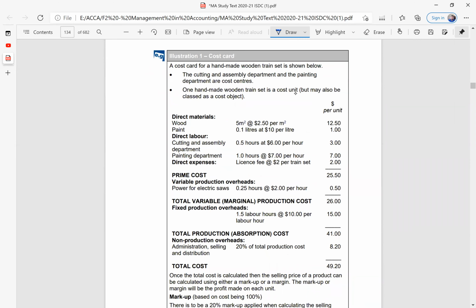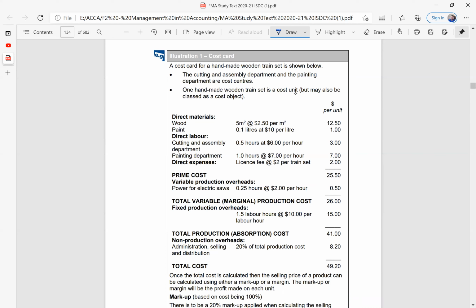Let's look at this example. It says a cost card for a handmade wooden train set is shown below. The cutting and assembly department and the painting department are cost centers. One handmade wooden train set is a cost unit, but may also be classed as a cost object. Direct materials include wood, paint. For wood, they are using 5 meters square of material, and every meter square costs you 2.5. So 2.5 into 5 costs you 12.5. And then paint.